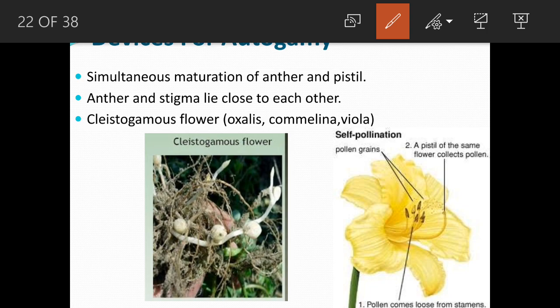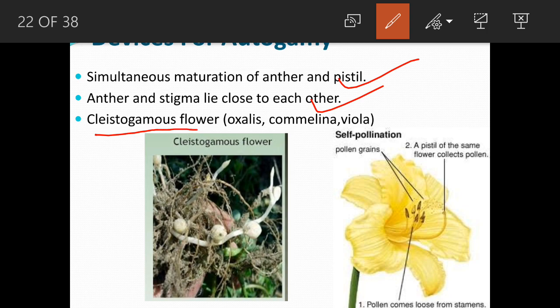It is of 2 types, self-pollination and cross-pollination: autogamy, which is self-pollination, and allogamy or xenogamy, which is cross-pollination. So what are the devices that favor autogamy? In the flowers, there is simultaneous maturation of the anther and the pistil. The anther and the stigma lie close to each other.